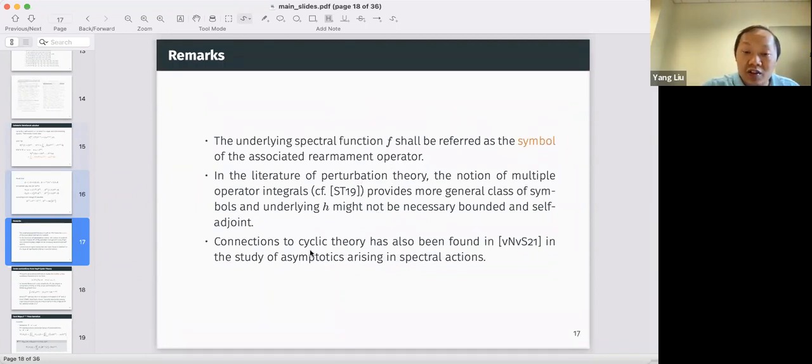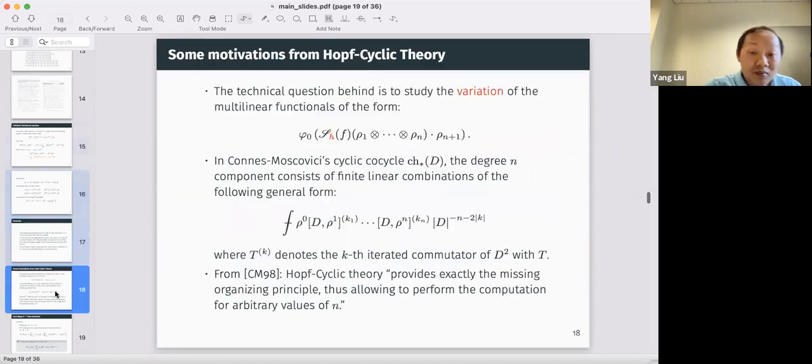So I think the connection to cyclic theory has been made by the work of Walter and Tian, in the study of this asymptotic expansion in spectral actions. So I hope in the future we can connect somehow these two projects. I think it's sort of this rearrangement technique that it shares, right? After all, I think we are just fighting the same difficulty here.